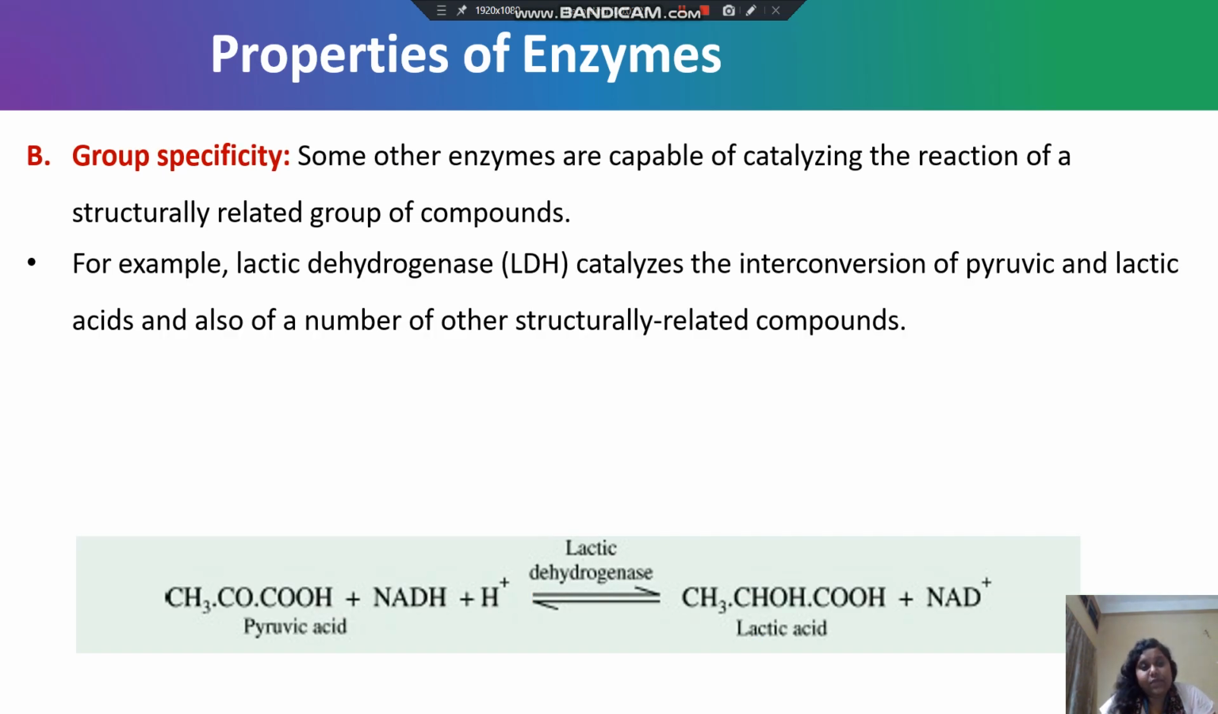The second one is group specificity. Some other enzymes are capable of catalyzing the reaction of a structurally related group of compounds. For example, lactic dehydrogenase, that is LDH, catalyzes the interconversion of pyruvic and lactic acids and also of a number of other structurally related compounds. Pyruvic acid, that is CH3COCOOH, plus NADH plus H+, when it reacts with lactic dehydrogenase, forms lactic acid plus NAD+.